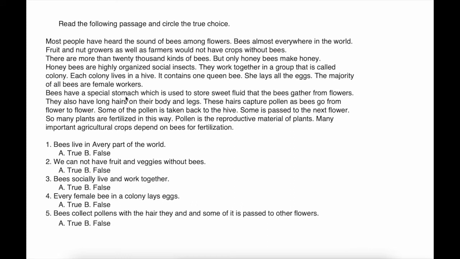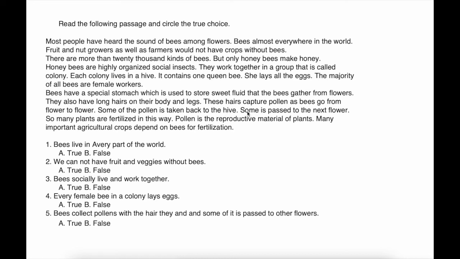Bees have a special stomach which is used to store sweet fruit that the bees gather from flowers. They also have long hairs on their body and legs. These hairs capture or take pollen as bees go, yani giderken, from flower to flower. Some of the pollen is taken back to the hive, to their house.